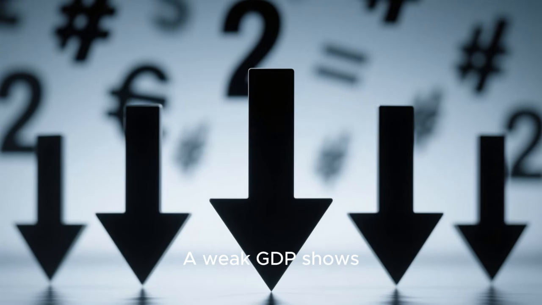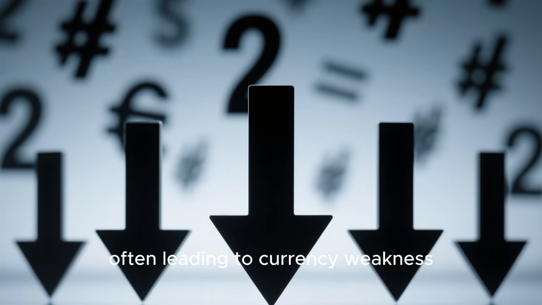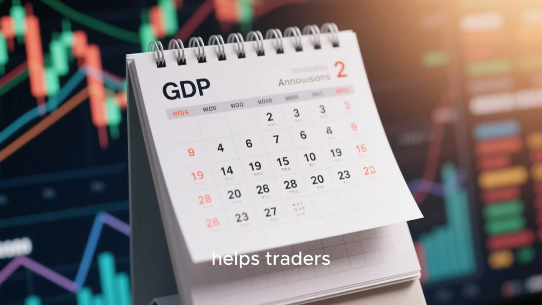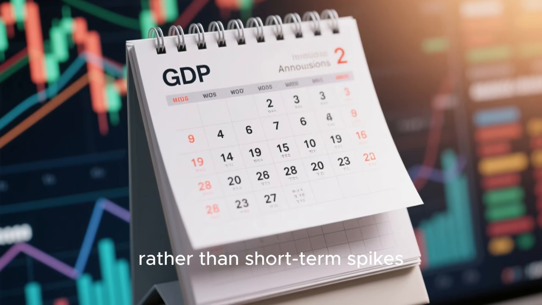A weak GDP shows slow growth or contraction, often leading to currency weakness. In Forex, watching GDP announcements helps traders anticipate long-term trends rather than short-term spikes.